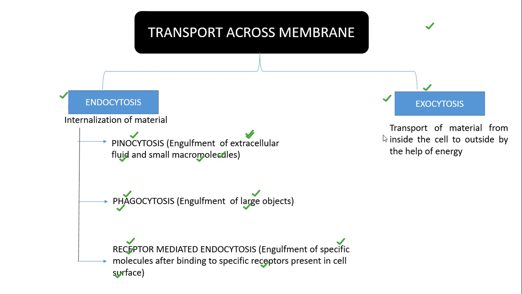Exocytosis means transport of material just opposite to endocytosis. That means it will transport the material from inside the cell to outside. It will throw the material from inside the cell to outside, and in this case energy is required. So this is all about the plasma membrane.